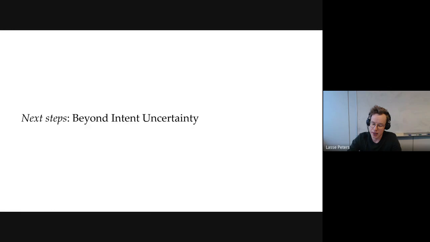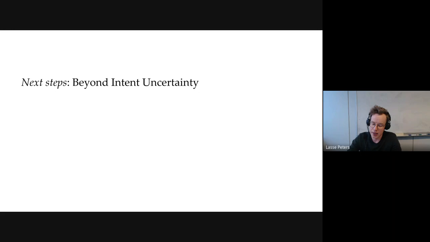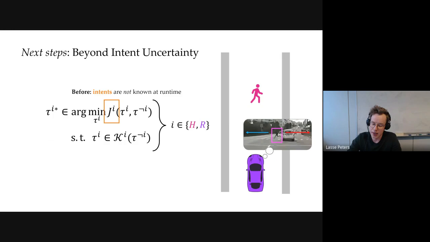Okay, so that concludes the main portion of the talk. As a conclusion, I'd like to also give a brief outlook of some possible next steps. The first of these is going beyond intent uncertainty. So far, we've looked at cases where the uncertainty comes from the intents of other players, so the cost function effectively.